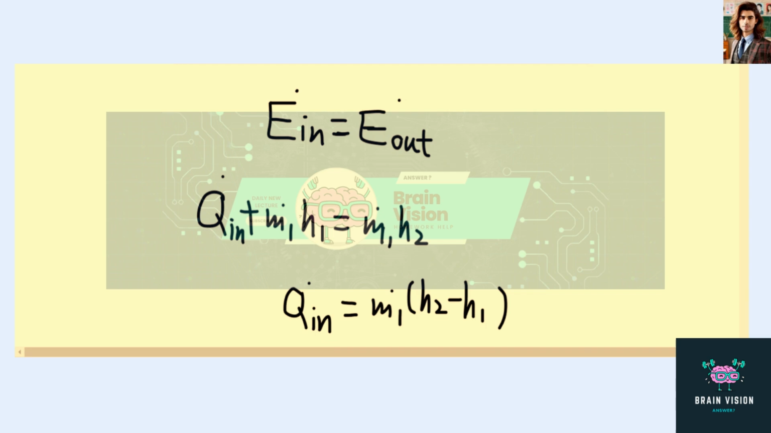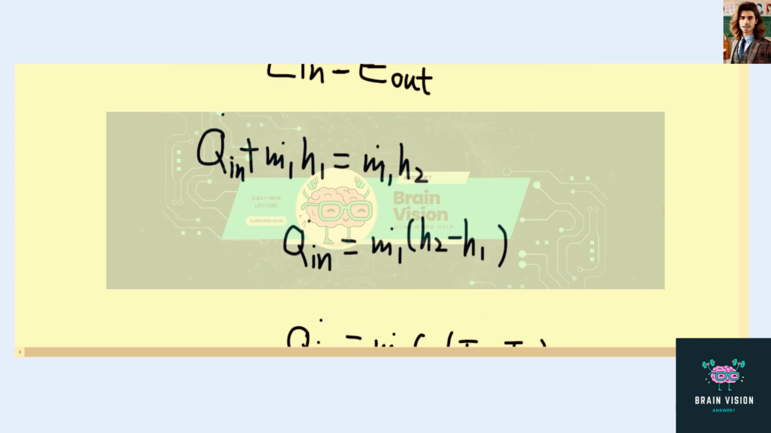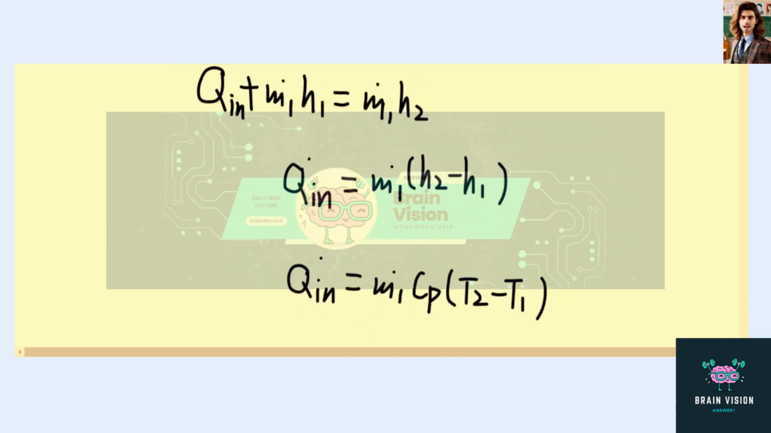So M1 dot here is the mass flow rate for the combustion gases, H1 is the initial enthalpy for the combustion gases, and H2 here is the final enthalpy for the combustion gases. If we do some arrangement here, eventually we'll have Q dot in is equal to M dot 1 times Cp times T2 minus T1. So Cp is the specific heat for the combustion gases, and T2 is the final temperature, and T1 is the initial temperature.